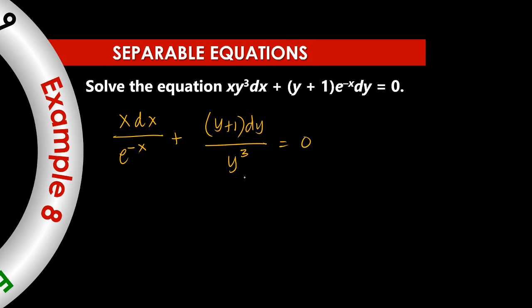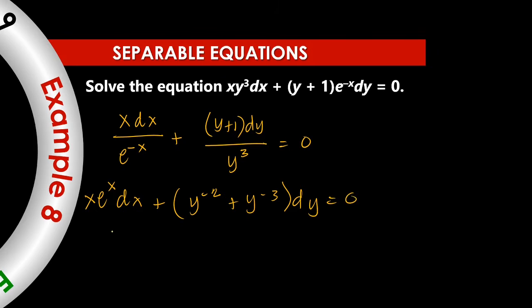So since we are now able to separate the x's from the y's, it's now time to integrate. Oh, by the way, I can write this as e raised to x, or x e raised to x dx, plus this can be written as 1 over y squared, or simply y to the negative 2, and then 1 over y cubed, that's y to the negative 3, dy equals 0. The next step is to integrate.